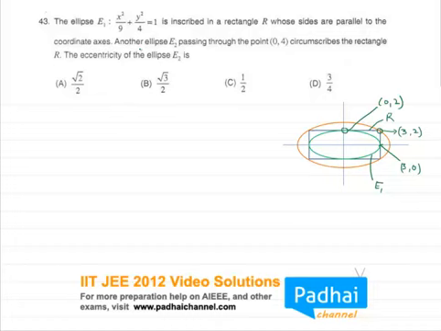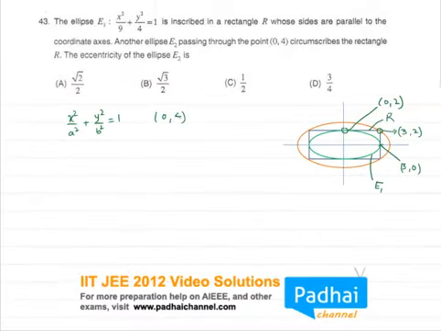The question is asking that there is another ellipse E2 passing through the point 0, 4, and we know that the equation of the ellipse is x square by a square plus y square by b square equal to 1, and it is already given that the ellipse is passing through 0, 4. Also, it is given that it circumscribes the rectangle R. So the orange ellipse that I have drawn is basically E2, because it is circumscribing the rectangle.